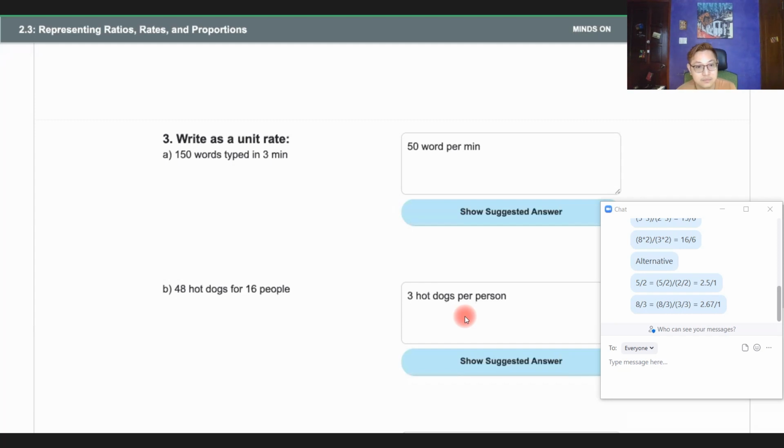So 48 hot dogs for 16 people. So you take 48 hot dogs and divide by 16 people. So there would be 3 hot dogs per person. There's another way. You can think of it from a different perspective. You can say that for every hot dog, you have 0.33 people eating it. For example, if you take 16 divided by 48, then you would have 0.33 people per hot dog.